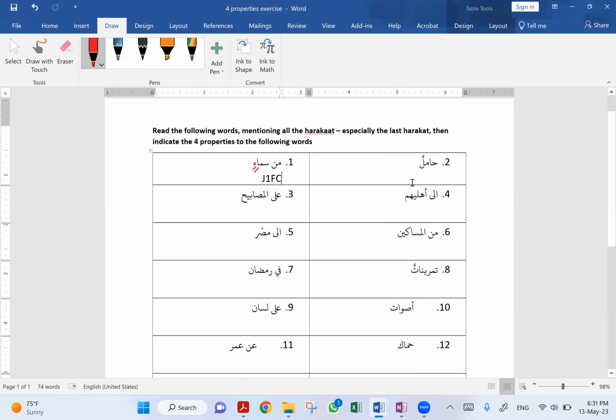Okay, who wants to try number 2? Can I try? Yes, please. Its status is rafa', and it's ism fa'il, so it's singular. No sign of feminine, so masculine. Okay, I'm going to skip that and go to the last property, then we'll come back to that bit. What is the type? Is it proper or common? Common. Okay, so we agree on that.